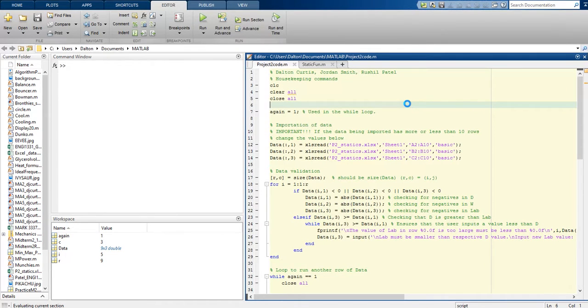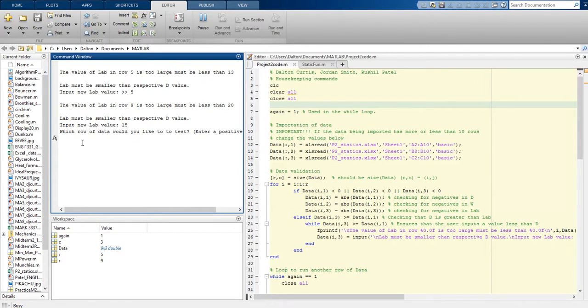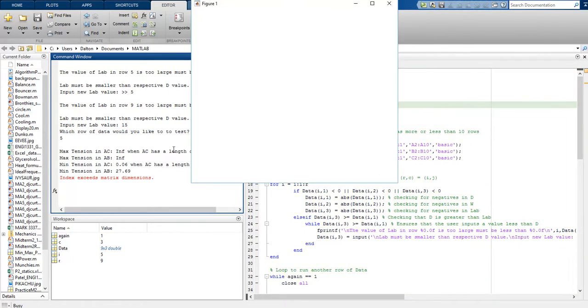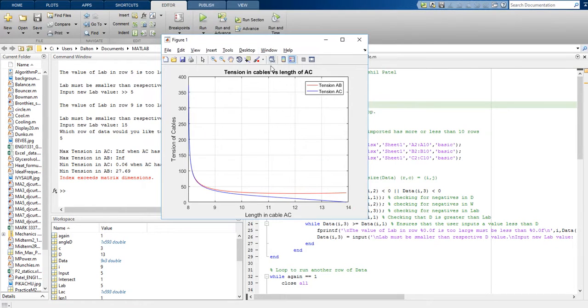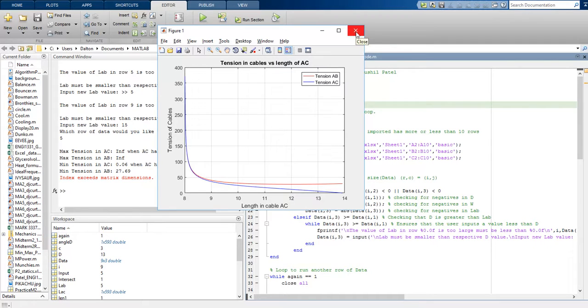So let's run this. Alright, so here we have some errors where the length of AB is longer than the length of D, so let's fix that. There's another error. So now it's asking me which row I'd like to test. So I'm just going to pick a random number, let's say 5. And here we have the graph. So as the length in cable AC increases, this is how the tensions look. And that's how that works.